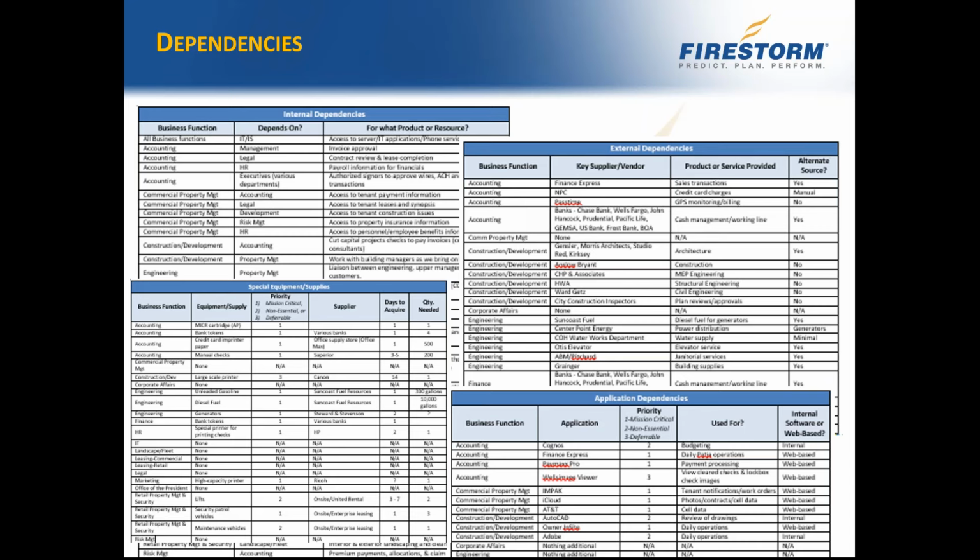3 down, you'll see they have one that there's not an alternative source. Application dependency by the department, what's it used for, what's its priority, is it internal or web-based, and then finally, special equipment. Having these charts will be fundamentally critical if you're trying to recover the operations and give management the direction that they need to carry forward.